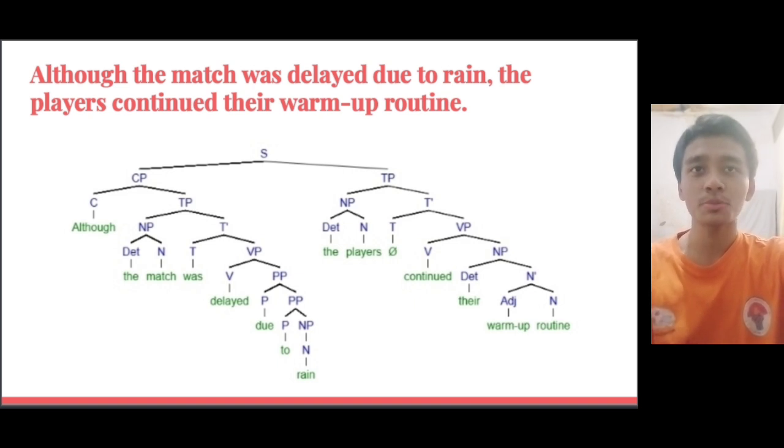Noun phrase, the match, the subject of the subordinate clause. Determiner, the, specifies the noun match. Noun, match, the head noun of this noun phrase. T-bar, an intermediate level in a tense phrase. Tense, was, the auxiliary verb indicating past tense. Verb phrase, delayed due to the rain, describes the state of the match. Verb, delayed, the main verb in the passive voice.